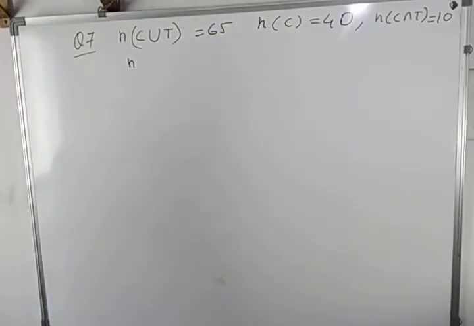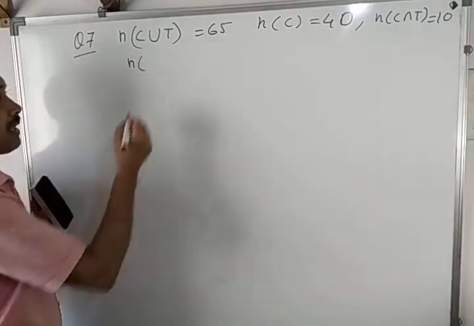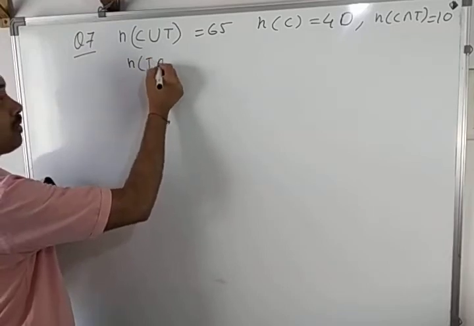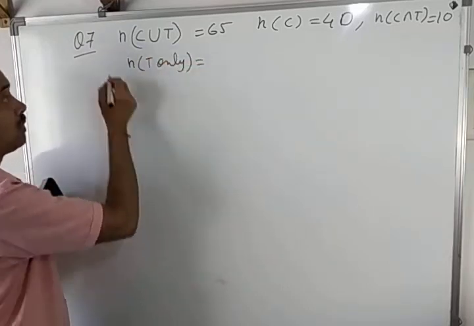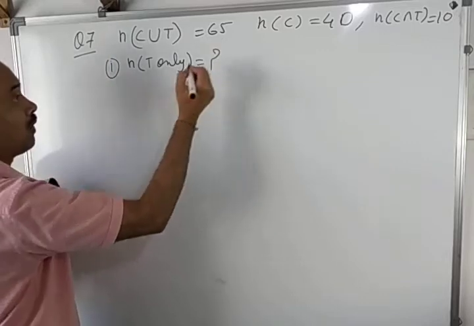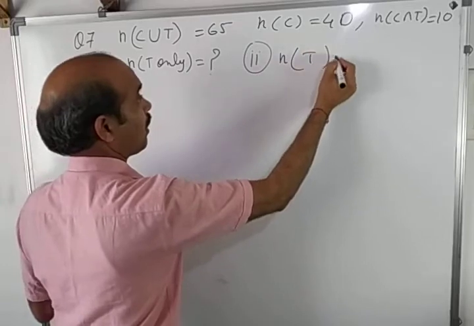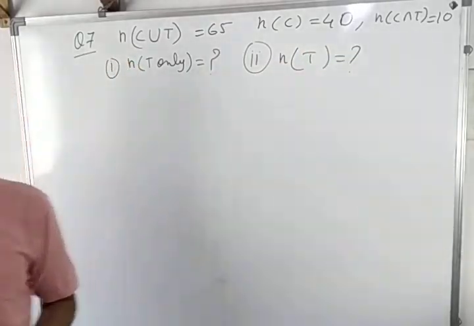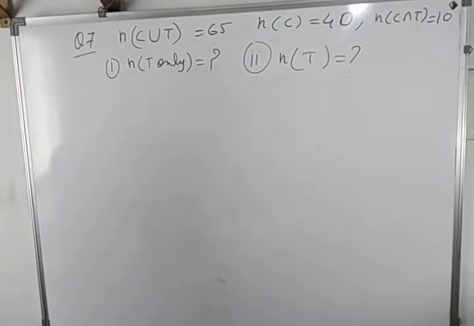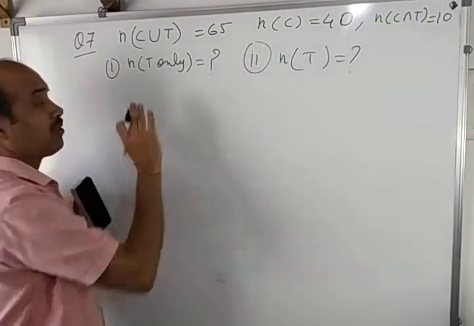In a group of 65 people, 40 like cricket, 10 like cricket and tennis both. How many like tennis only? Now firstly they are asking tennis only, means T only. And secondly they are asking how many like tennis? Now tennis and tennis only are different.